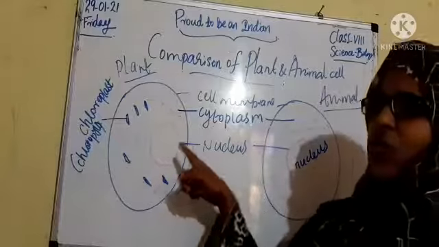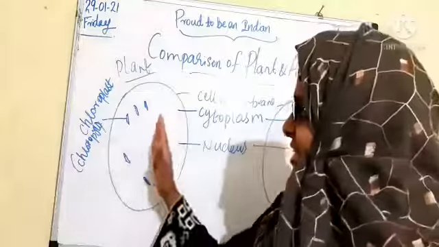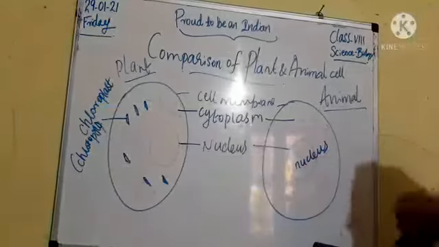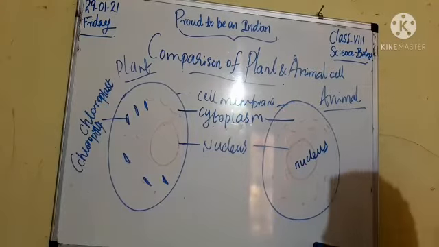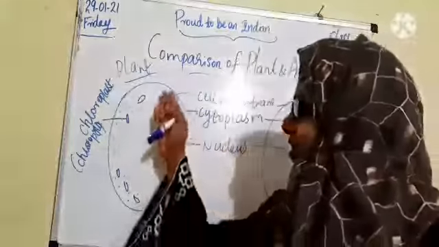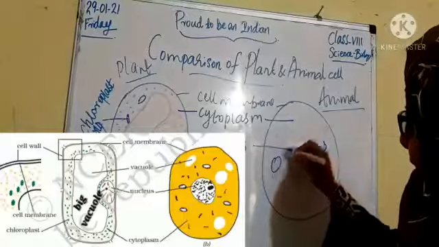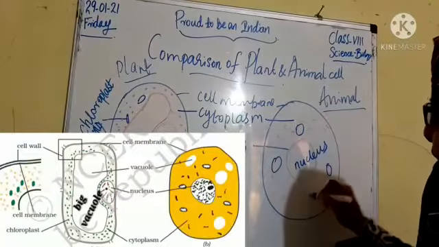In plant cell, nucleus I already discussed with you at the side of the cell. But in animal cell, we can see nucleus at the center of the cell. Clear? And students, in plant cell, we can see a big vacuole than animal cell. Animal cell, a small spherical shape.